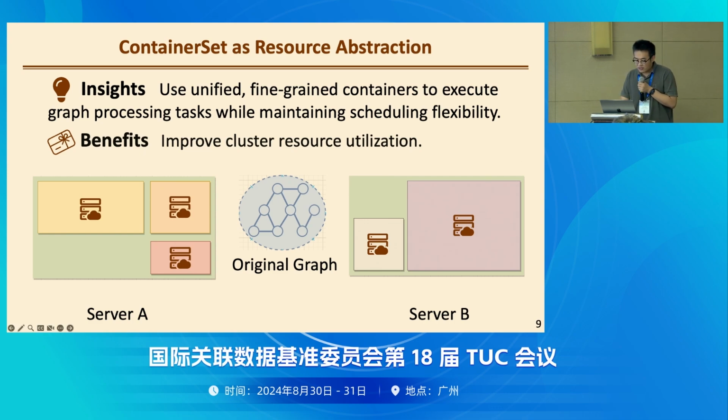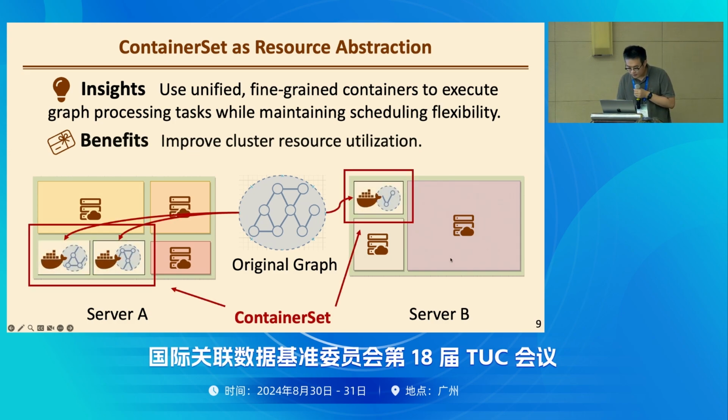Because graph datasets are typically large, as we introduced before, and the resources allocated to serverless containers are generally very small, we need to coordinate multiple containers to handle a single graph query. Our key insight is that we can employ unified and fine-grained containers for graph processing while retaining the scheduling flexibility. To achieve this, we introduced the container set abstraction, which includes fine-grained containers, each responsible for processing a subgraph.